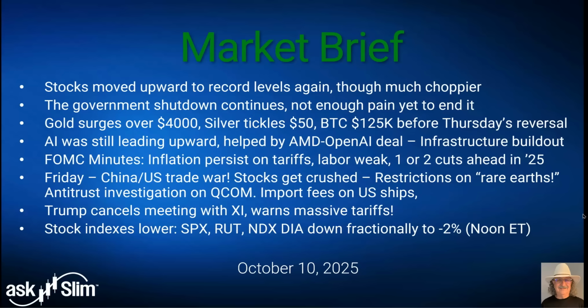Market brief. Well, this has been quite a week. Stocks moved upward to records again, though much choppier. The government shutdown continues, but it's not enough pain yet to end it, and I assume in the next couple weeks that will happen. They'll start to feel the pressure. Gold surges over $4,000 and silver tickles $50 an ounce. Bitcoin gets back up to about 125K before Thursday's reversal in all of them.